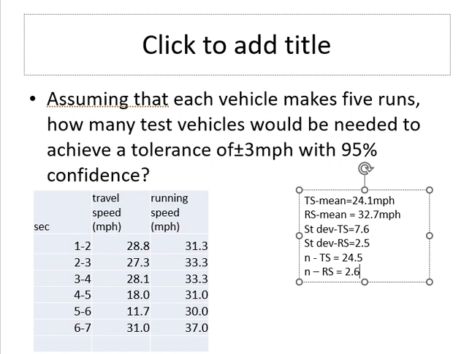Each vehicle will do 5 runs. In the first case, if you round up, it will become 25, right? So I need a total of 25, and one vehicle will do 5 runs. So how many vehicles? And the second case only we will do 3, and how many vehicles? 1 vehicle. Clear? Any questions? Okay, thank you.